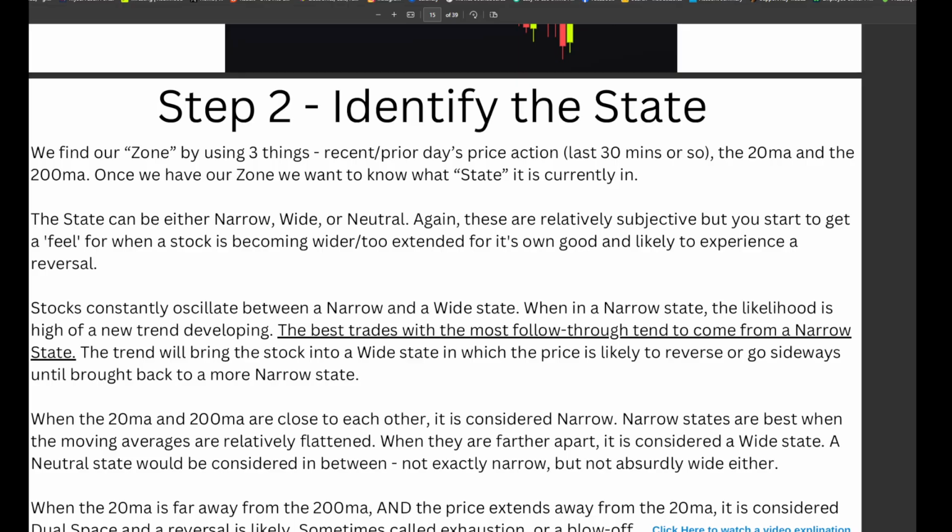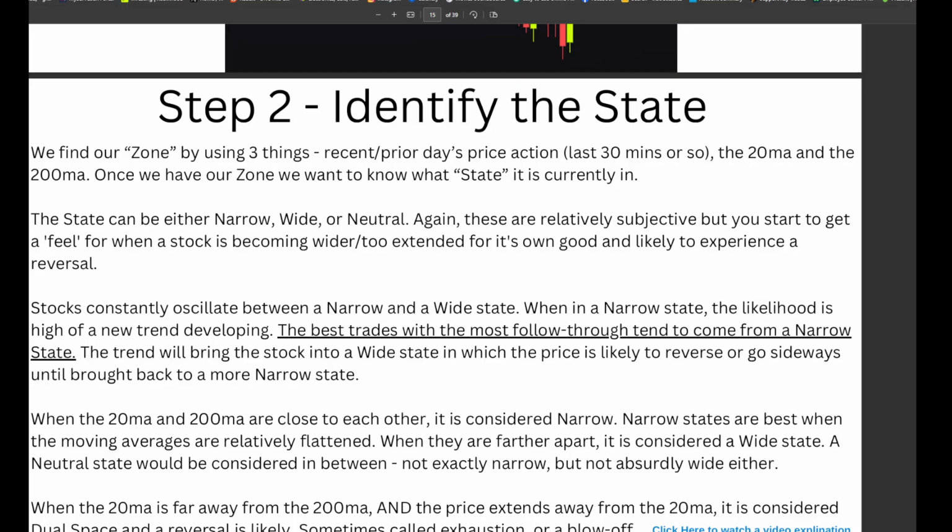The last 45 minutes of price, the highest point of that, the lowest point of that. Highlight that area with a box and make sure that the SMAs, the 20 SMA and the 200 SMA, are inside of that box. That means they would naturally have to be in a narrowish or neutralish state to get them inside of that box.